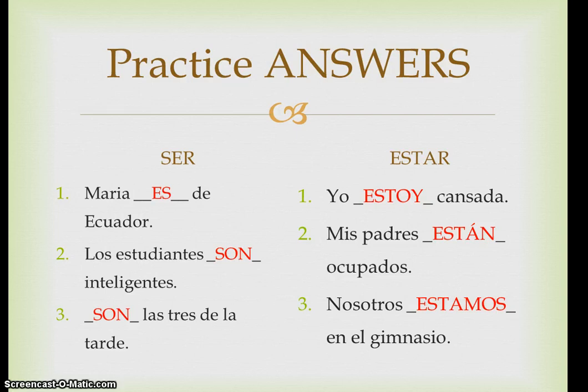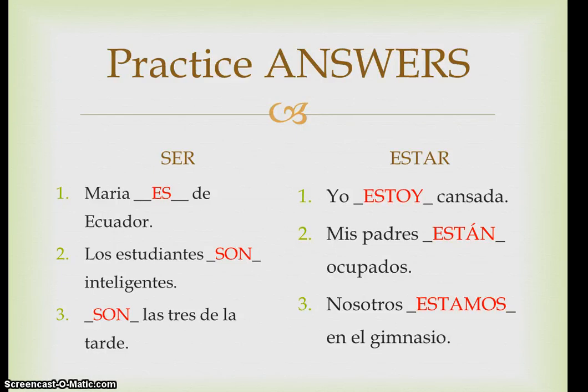Number 2, los estudiantes son inteligentes. In this case, we use son, the verb ser, to describe a person's characteristics or personality traits. Number 3, son las 3 de la tarde. In this case, we use son, the verb ser, to describe the time.